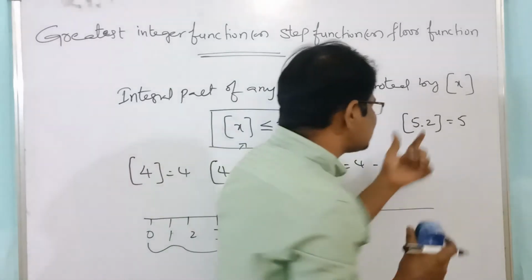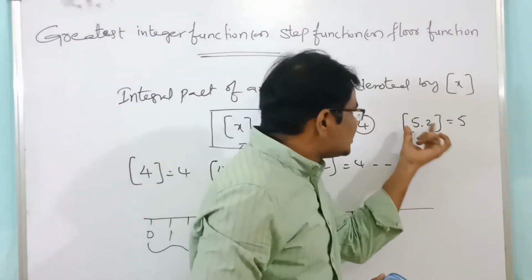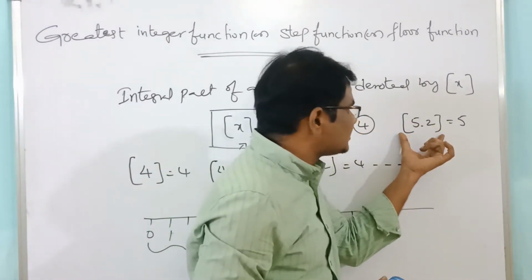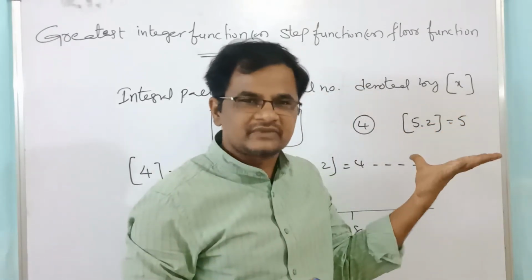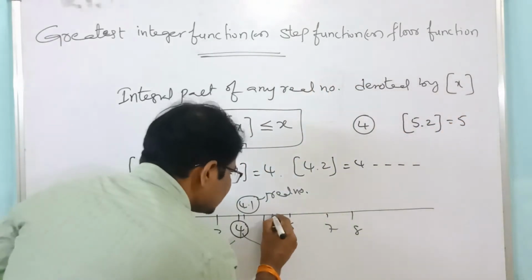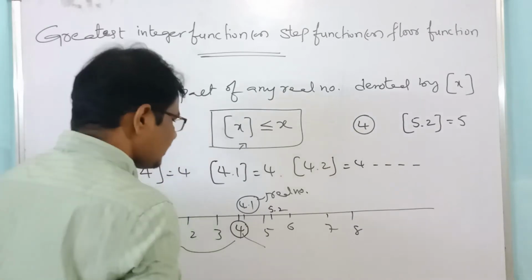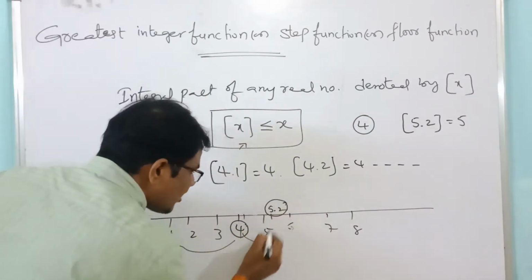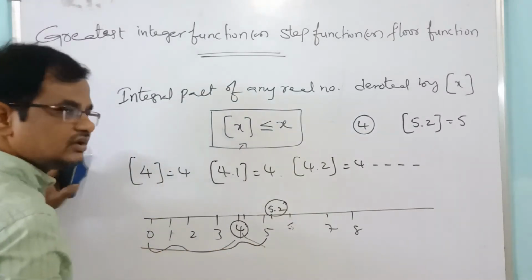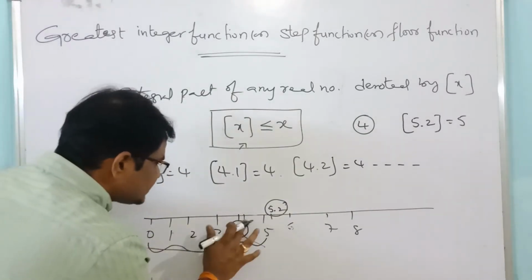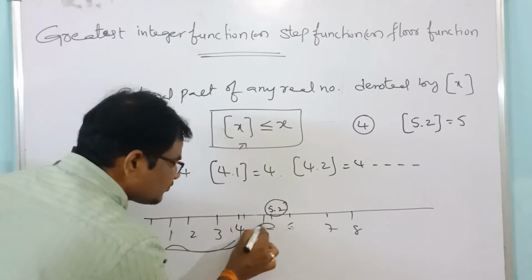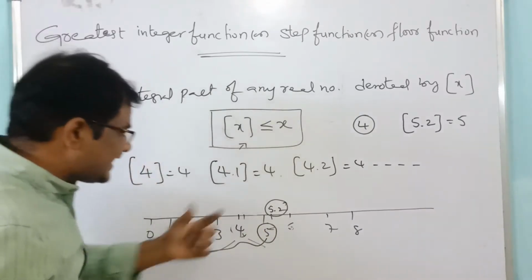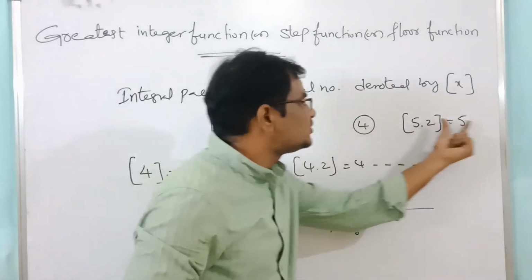Suppose the greatest integer function of 5.2 is what? 5 only, because the integral part of this real number is 5. Now if you take 5.2 here, observe all the integers to the left side of this real number. Among all the integers, which one is the greatest? 5 is the greatest one. So that's why the integral part of 5.2 is 5 only.